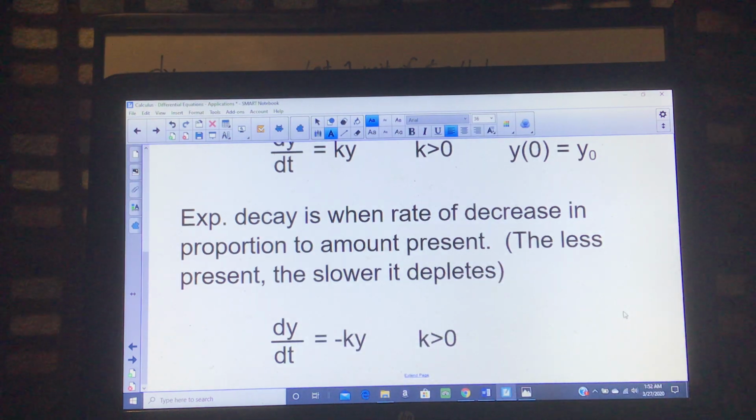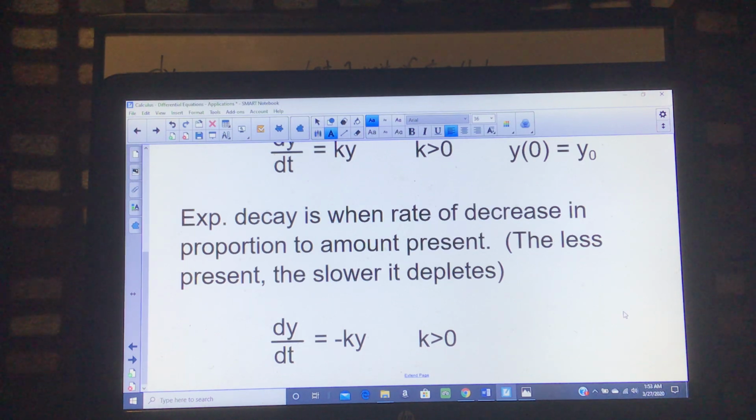So this happens with radioactive plutonium. If you have 5 grams of it, a certain amount will go away. As it lowers and it gets to be 1 gram, you lose less of it. That's why it takes so long for radioactive things to go away, because the less you have, the more slowly it depletes, and it takes a while for it to deplete to a level where it's not dangerous.